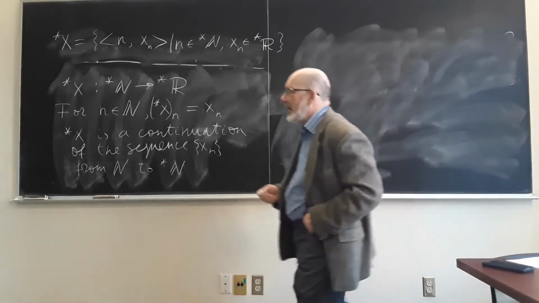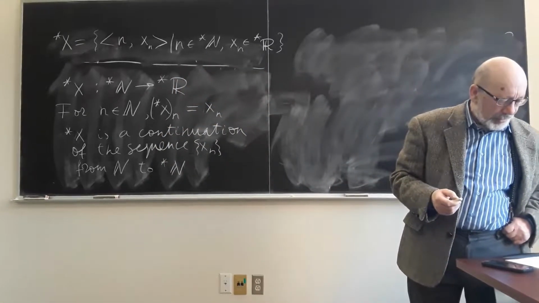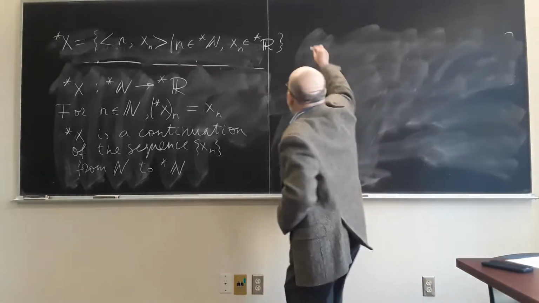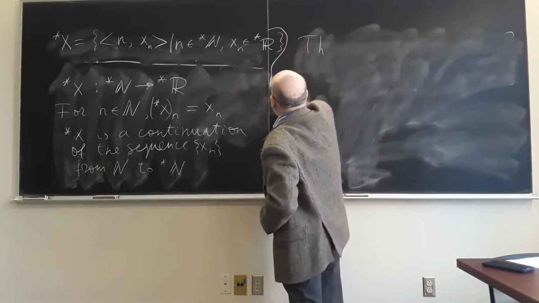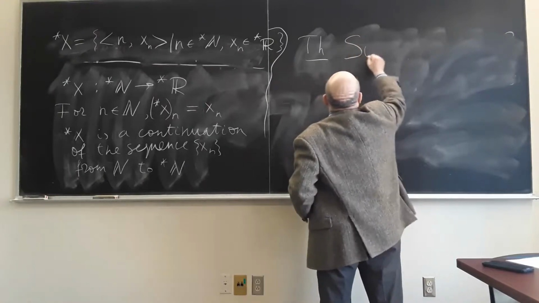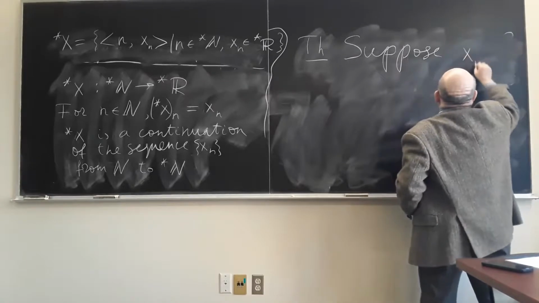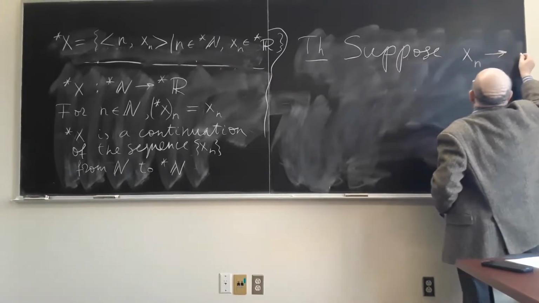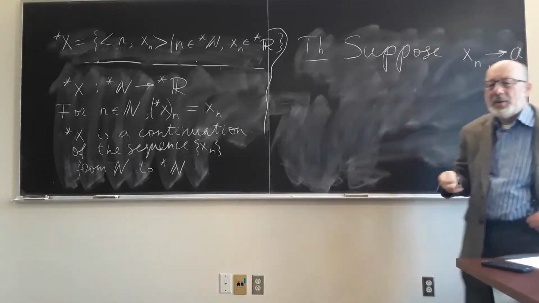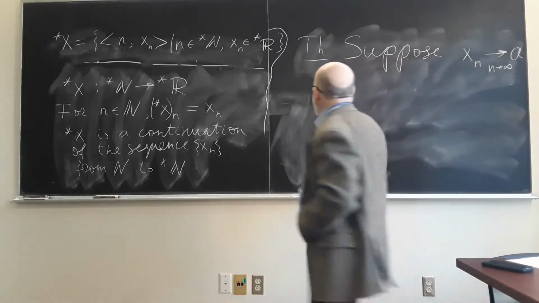And let us consider the first theorem. The first theorem is the following. Suppose xn goes to some limit a when n goes to infinity, in the usual sense.